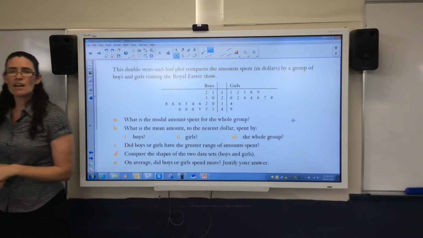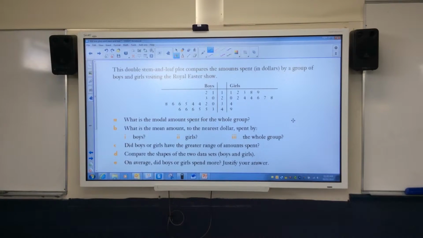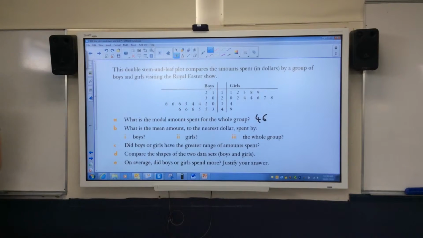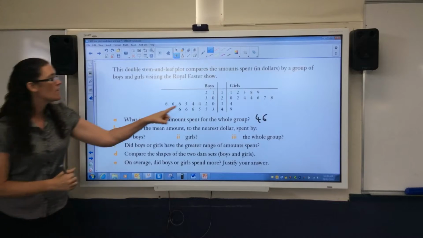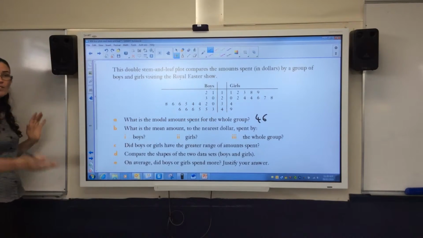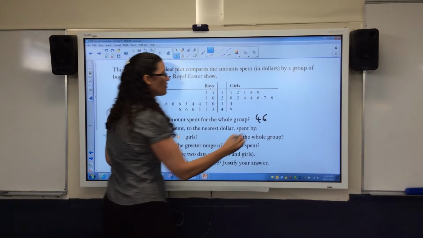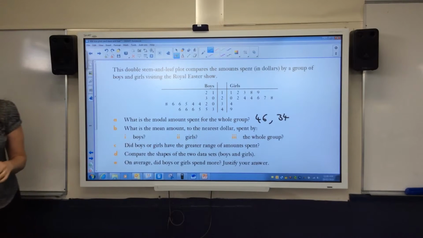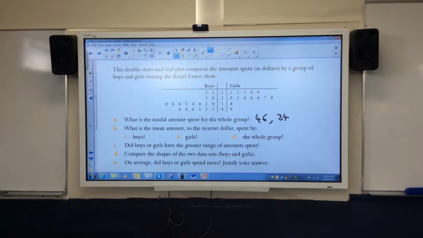Now, is there one answer or 2 or 3? How many modes are there and what are they? 46. 46 is a mode. Is there any others? No. Sure? So you don't have to show working? No, because we're just reading off a graph, remember? Actually, there is another answer. 34. 34, well done, because there's only 2 here, but there's another one over here. So just be careful if it's talking about the whole data, that you actually include both. I think the textbook actually forgot that one, so don't trust the textbook, okay? So there's 2 answers.